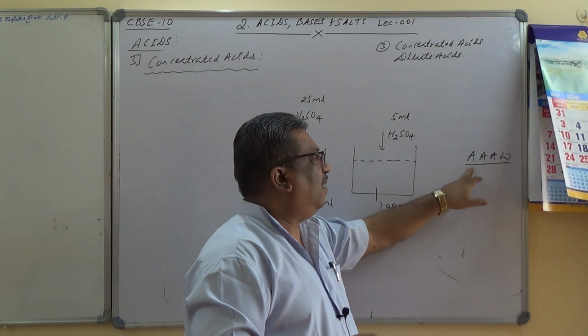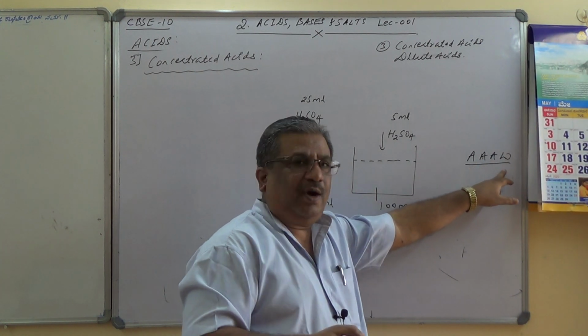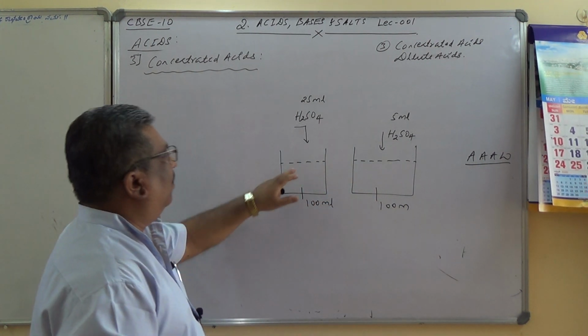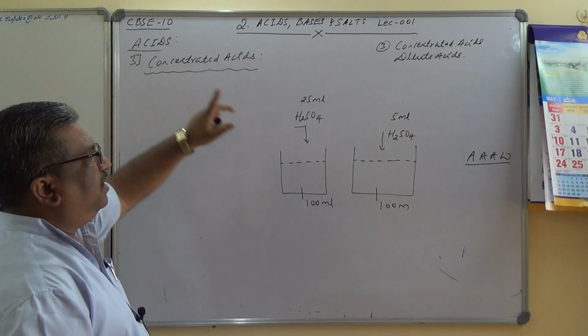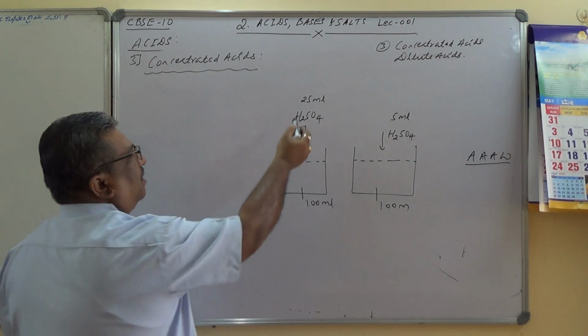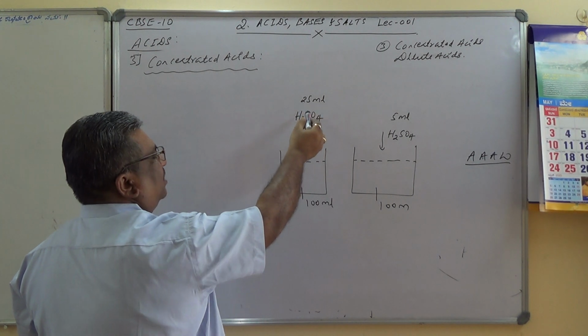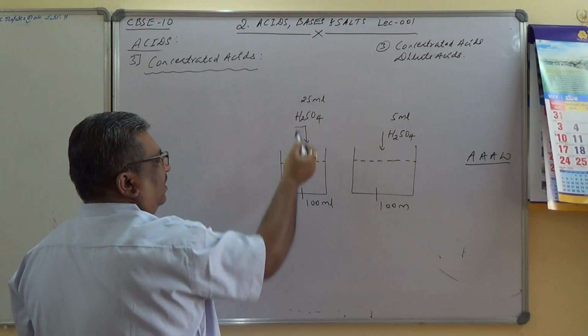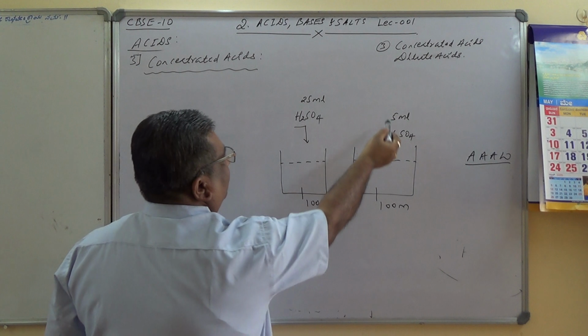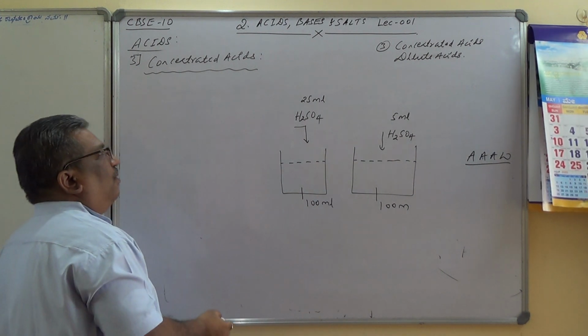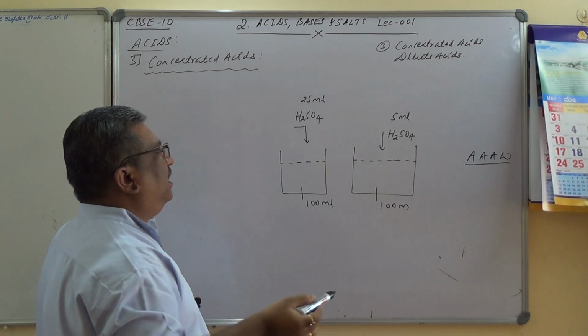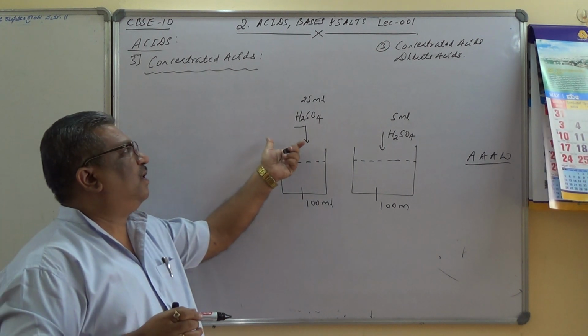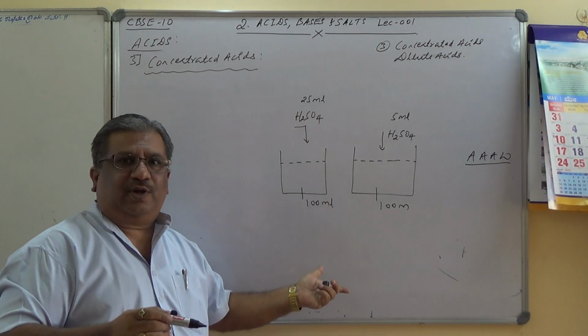Triple AW, always add acid to water. This is how we can remember it also. Now we are talking about concentrated and dilute acids here. Here the relative percentage or the relative quantity of acid in this solution is more. Here the relative quantity of acid is less, and therefore concentrated and dilute is related to the relative quantity of acid present in aqueous solution, isn't it?